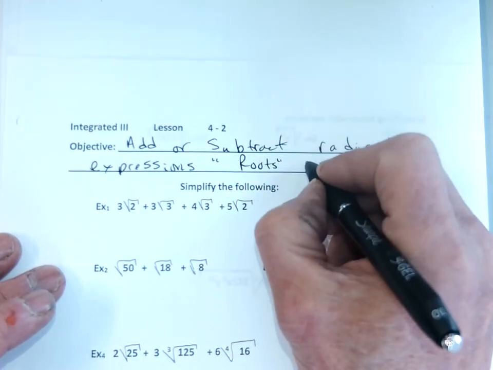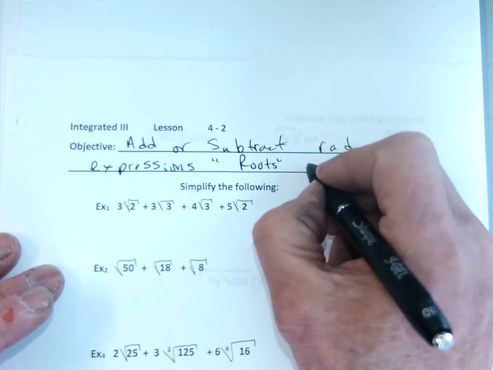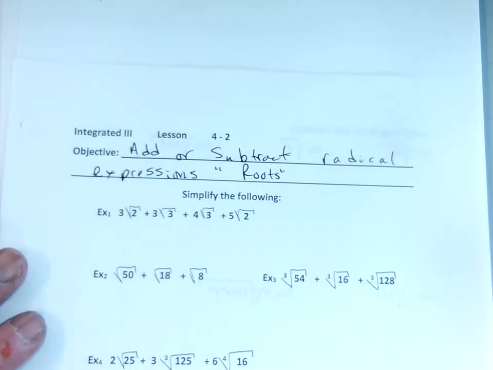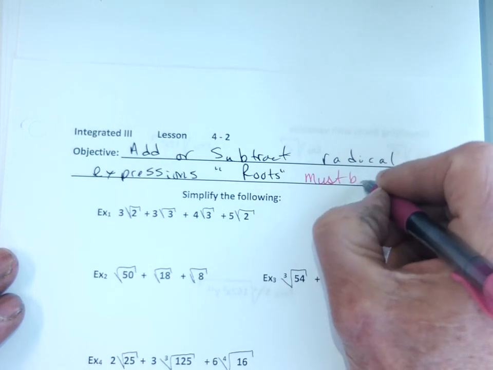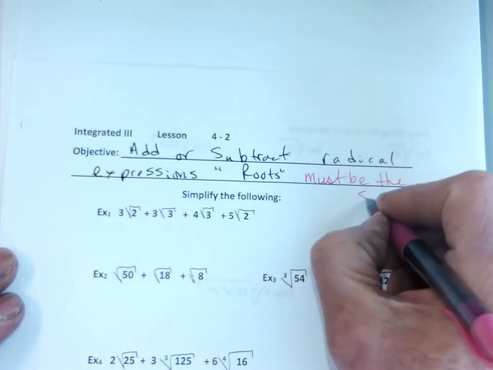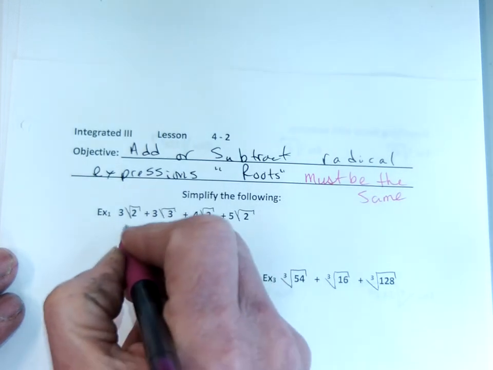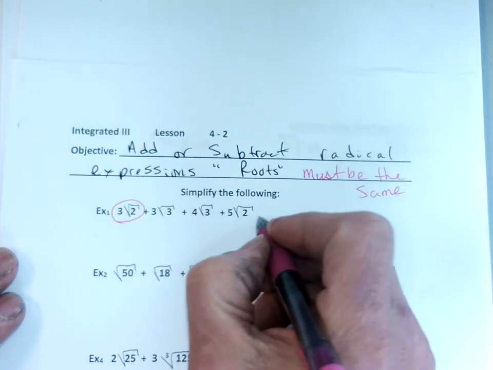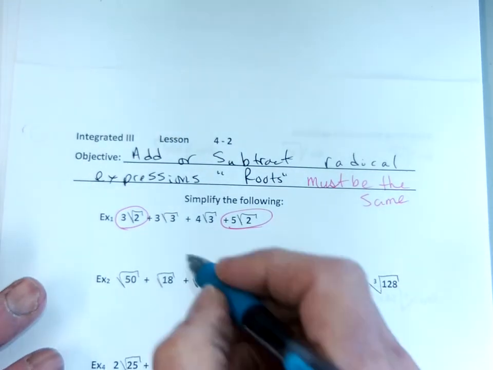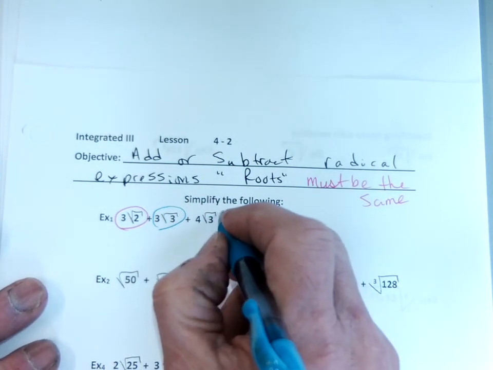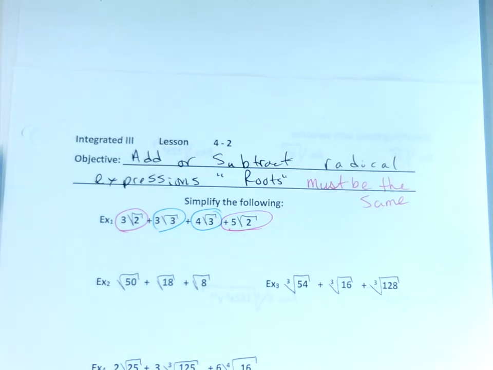They must be the same. So here's the rule: they must be the same, like 3 square root of 2 and 5 square root of 2. They are the same. And like 3 square root of 3 and 4 square root of 3. They are the same, so I can add them.